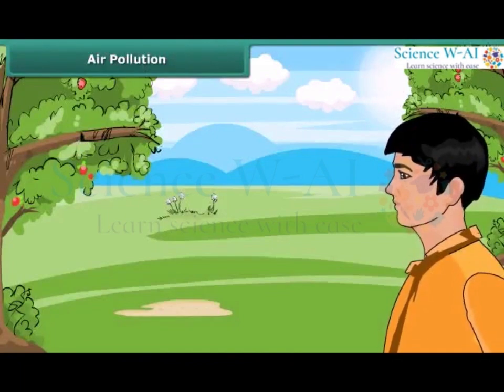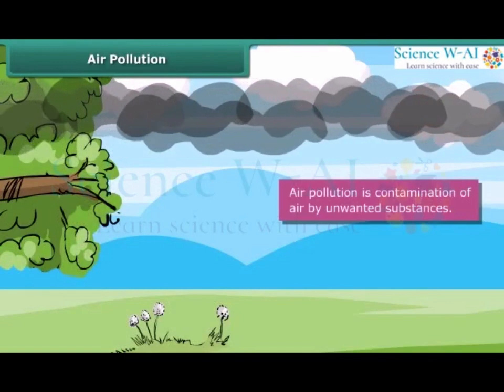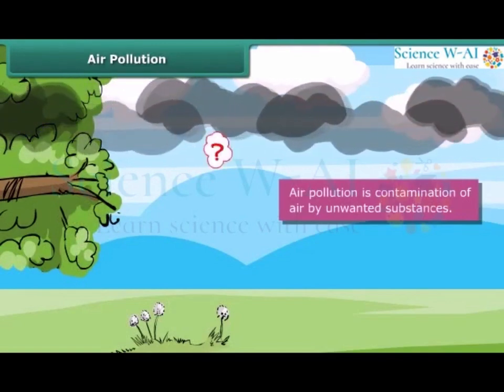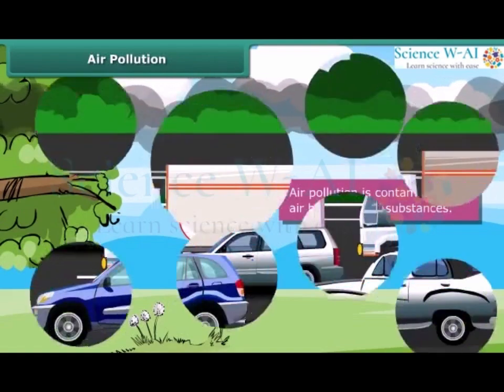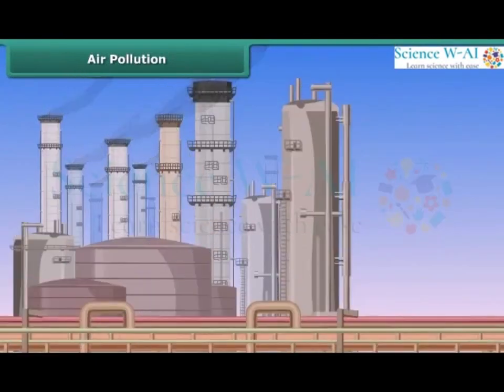Air is necessary for our lives, but air is getting polluted day by day due to the presence of unwanted substances in it. Now you would like to know where these substances come from. These are released when fuels burn in vehicles, or factories and power plants produce them as gaseous wastes.